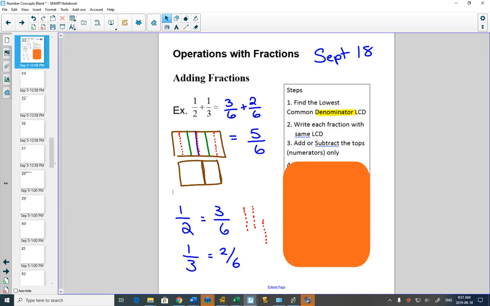It's like if I said you have 2 oranges plus 3 oranges. Nobody would say, oh, I have 5 apples. No, you have 5 oranges. That number on the bottom describes the size of it.